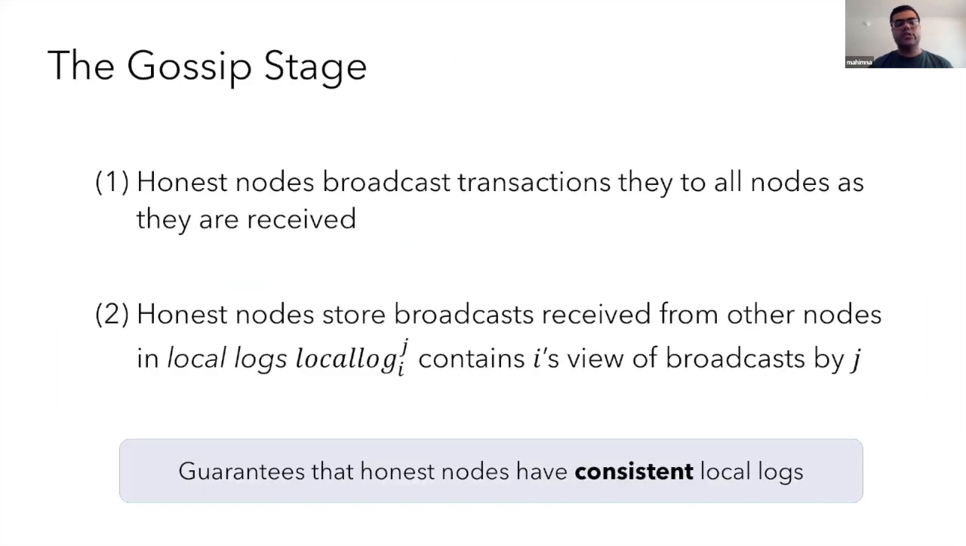In the first stage, the gossip stage, all of the honest nodes broadcast transactions that they've received to other nodes. At the same time, honest nodes store the broadcasts received from other nodes in their local logs. And we guarantee that honest nodes have consistent local logs compared to other honest nodes.